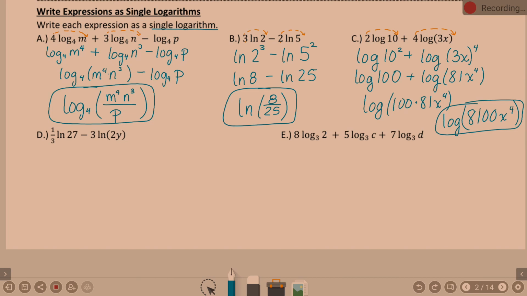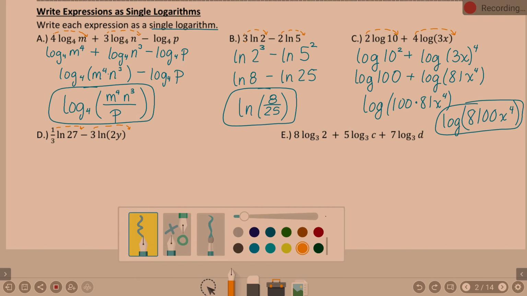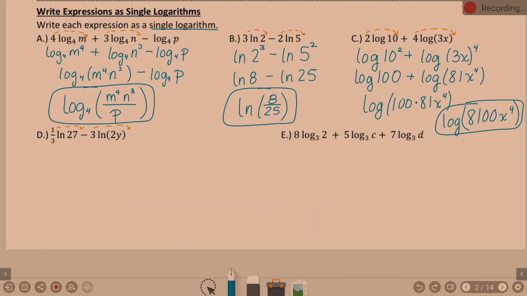1/3 natural log of 27 minus 3 natural log of 2y. Okay, you guys working on powers? 1/3 goes as a power, and 3 goes as a power on their respective pieces, yes? So natural log of 27 to the 1/3 power minus, realize that minus sign is just staying there, right? We're not taking it with the 3. The minus natural log of 2y to the 3rd. Okay.